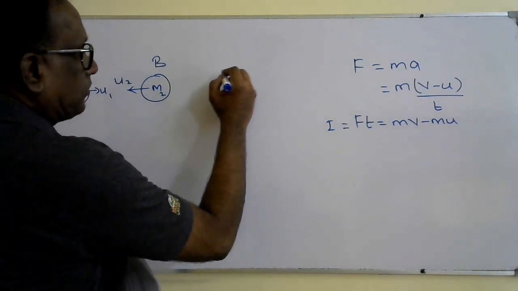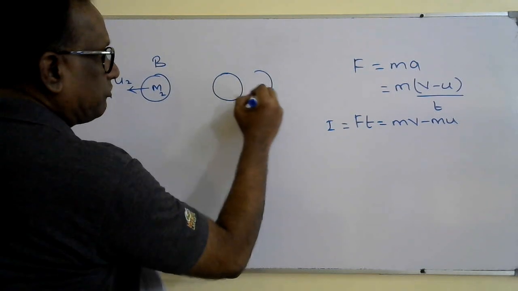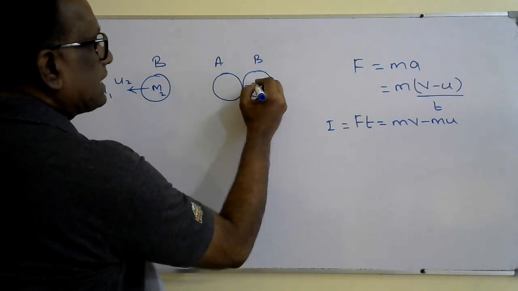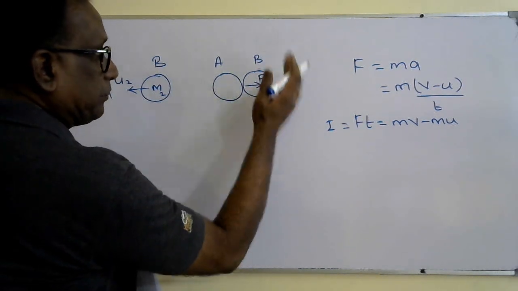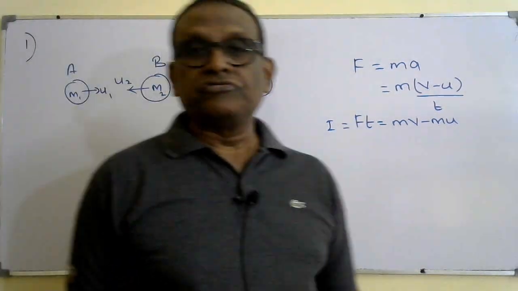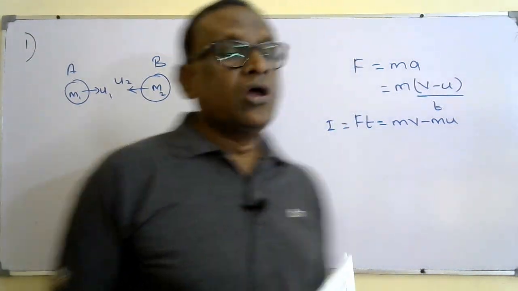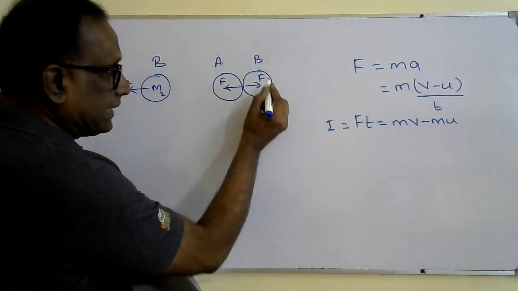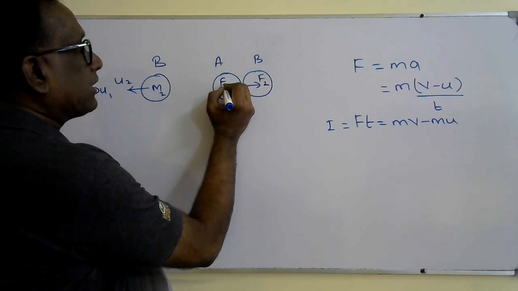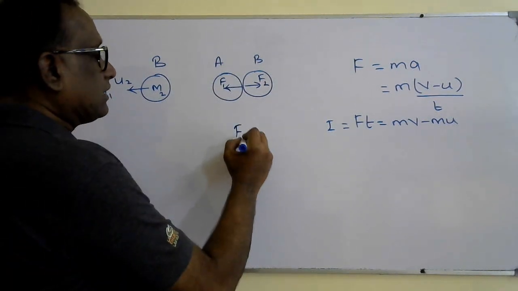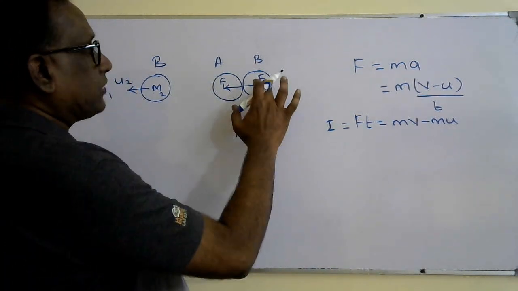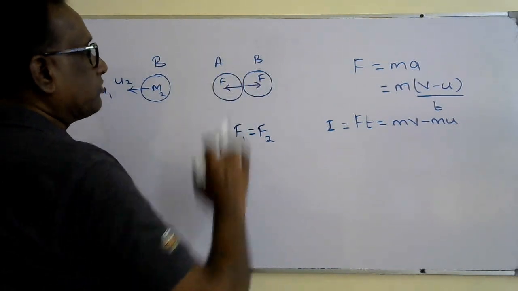During collision, what happens? Object A and object B are going to exert force on each other. The force exerted by A on B, if it is in this direction, F2, then the force exerted by B on A will be towards the left, F1. Both will have the same magnitude of force according to Newton's third law, F1 equals F2, in opposite directions. So rather than writing F1, F2, I can say F. Both will have the same magnitude of force.